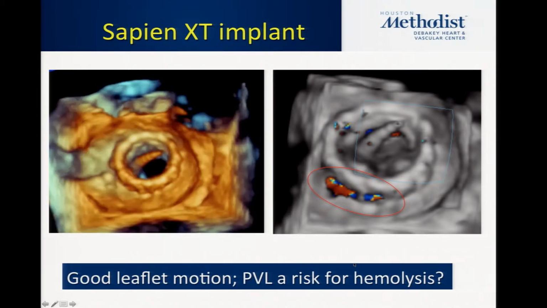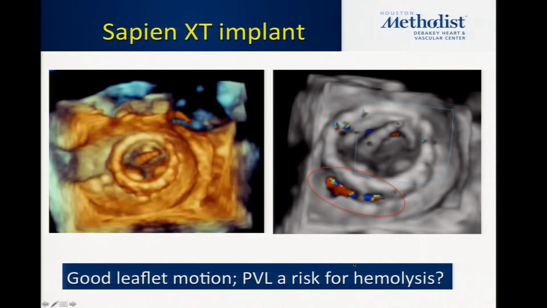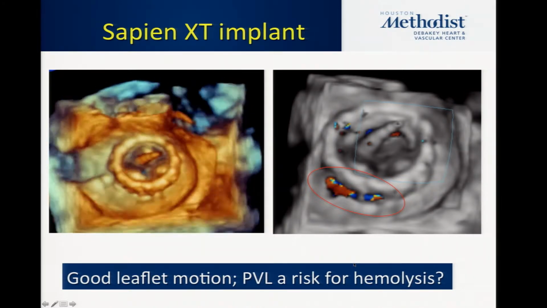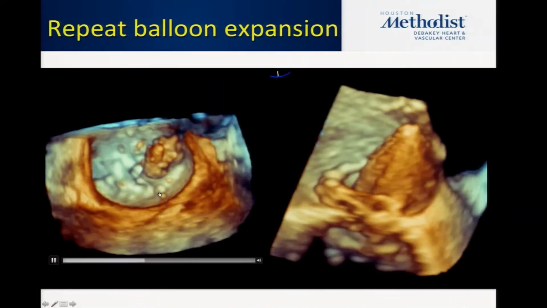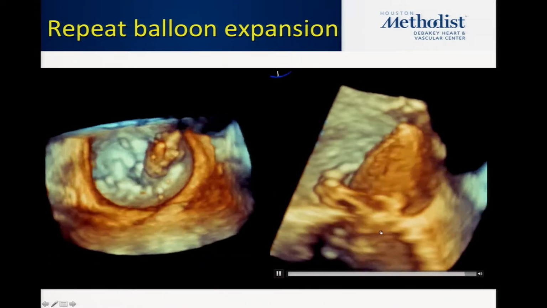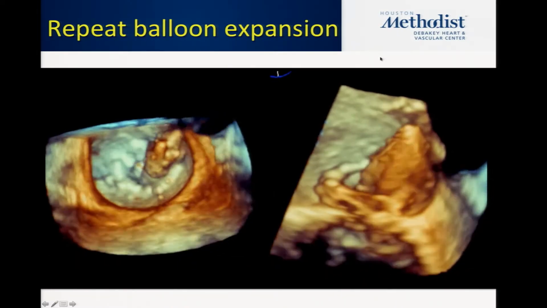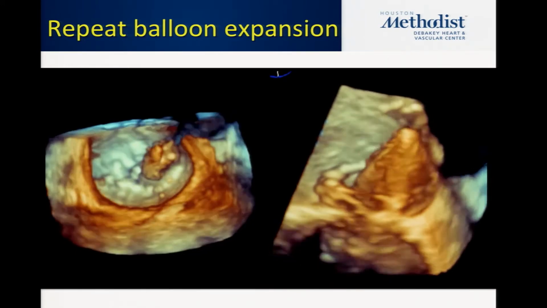We don't have any intraprocedural way to answer that question. We don't know. So sometimes a very small leak could give you profound refractory hemolytic anemia. So whenever possible, we try to get rid of it. So that's what happened. We re-ballooned the valve after its balloon expansion. So there's a transeptal balloon going in, ballooning it. It was a good result. The PVL was gone with a little more expansion.